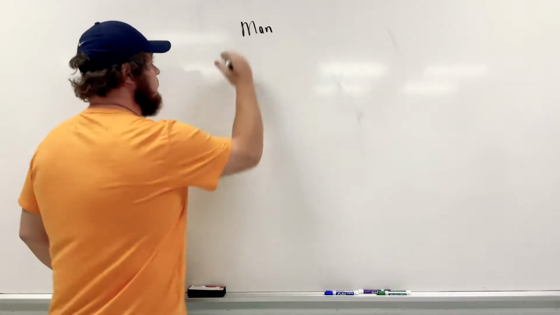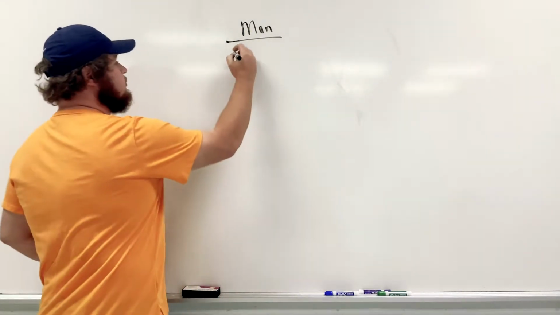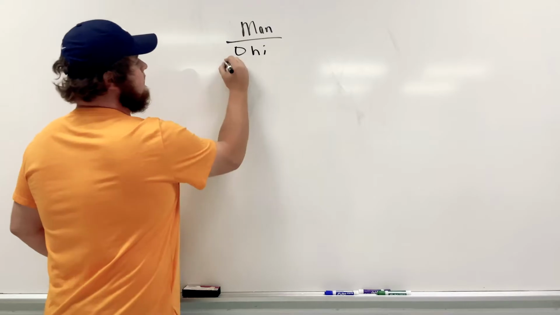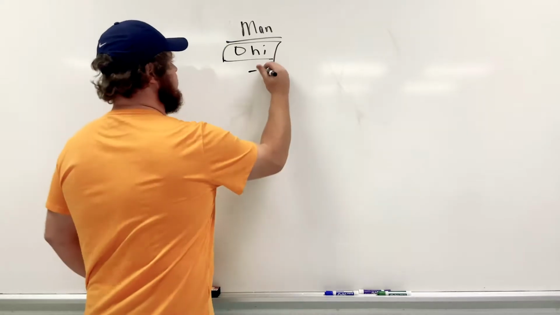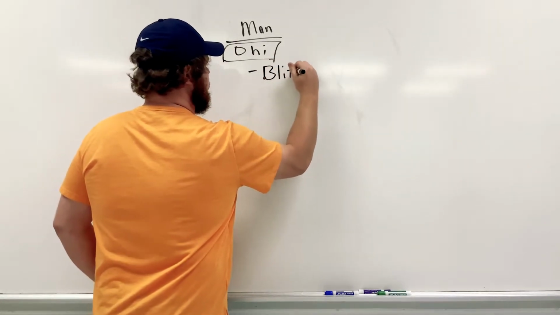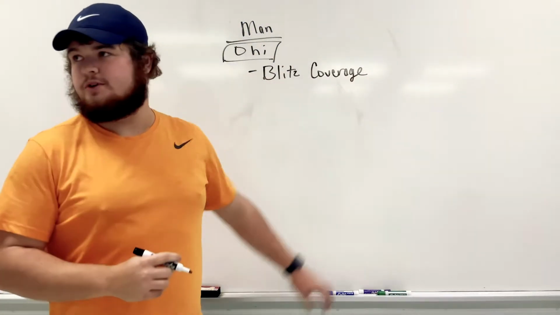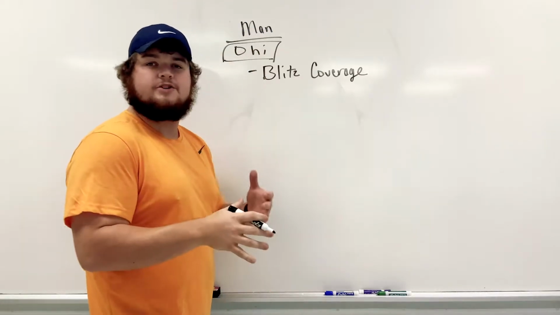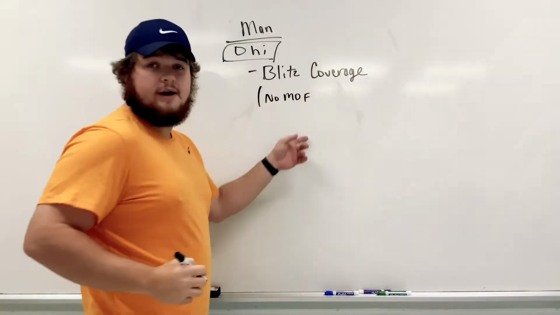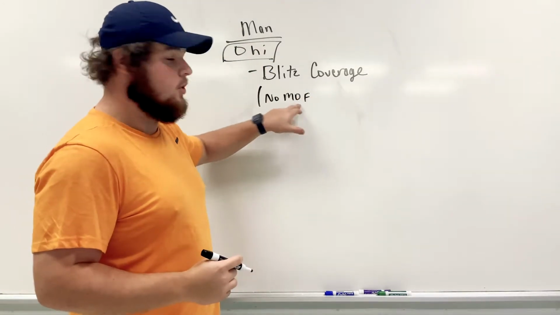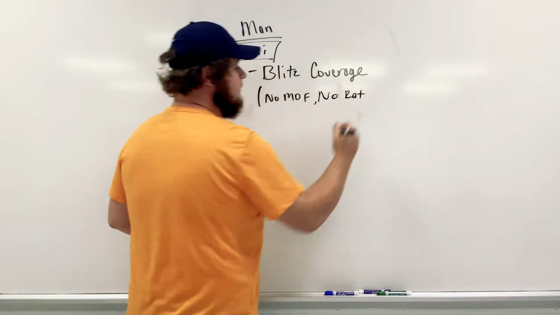Our man. All right, our first man one is going to be a little bit different. So the first one's going to be our 0 high stuff. For 0 high, the only one in 0 high that you're going to have is blitz coverage. All right. So this is where those terms are going to start that I don't expect you to know. Okay. So the first one is you're going to have no middle of the field player. All right. So obviously no middle of the field player. That's what MOF is going to be abbreviated so we have room. Okay. And no rat.